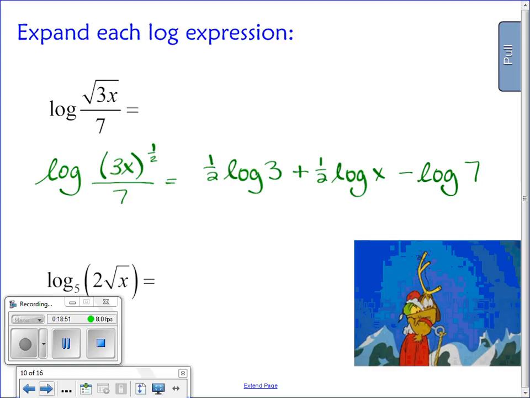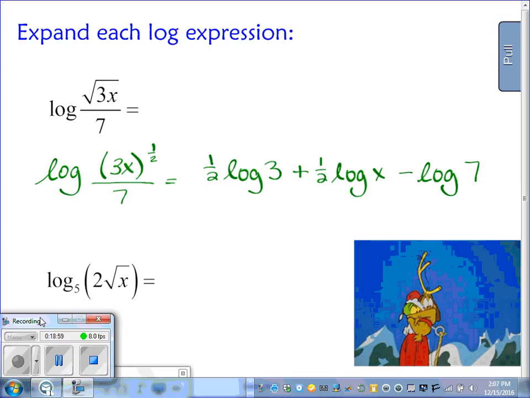Yeah, since it's a division, that's why it switches to subtraction. That wasn't terrible. All right, next one. What's the first thing you want to do?